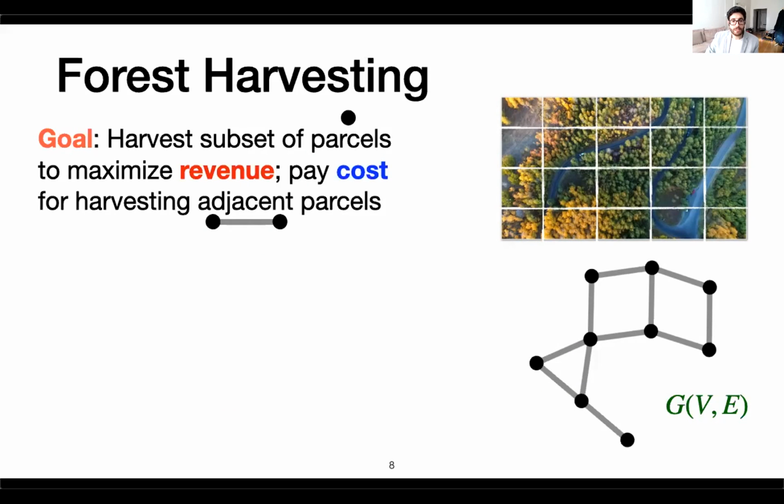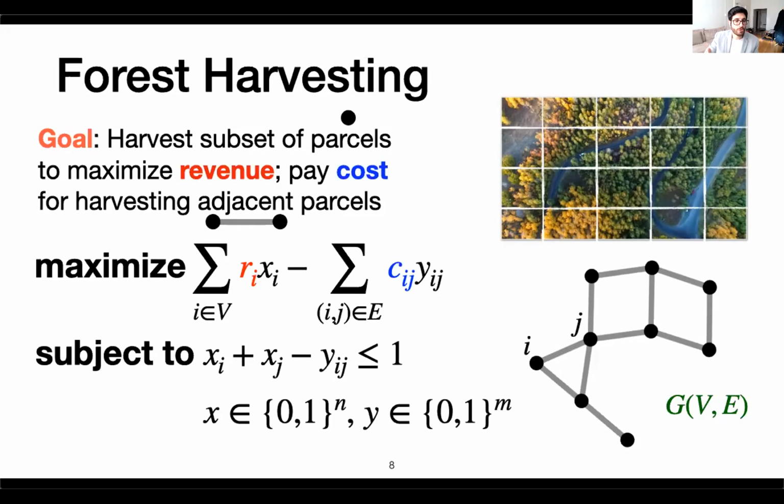So to formalize this, you can also write down a similar mixed, in this case, integer linear programming formulation, where the objective function is to maximize this difference between revenue and cost, subject to a certain constraint on harvesting adjacent nodes. And this is a generalization of the famous independent set problem. And so these were just 3 examples of the kinds of problems that the combinatorial optimization framework encompasses.